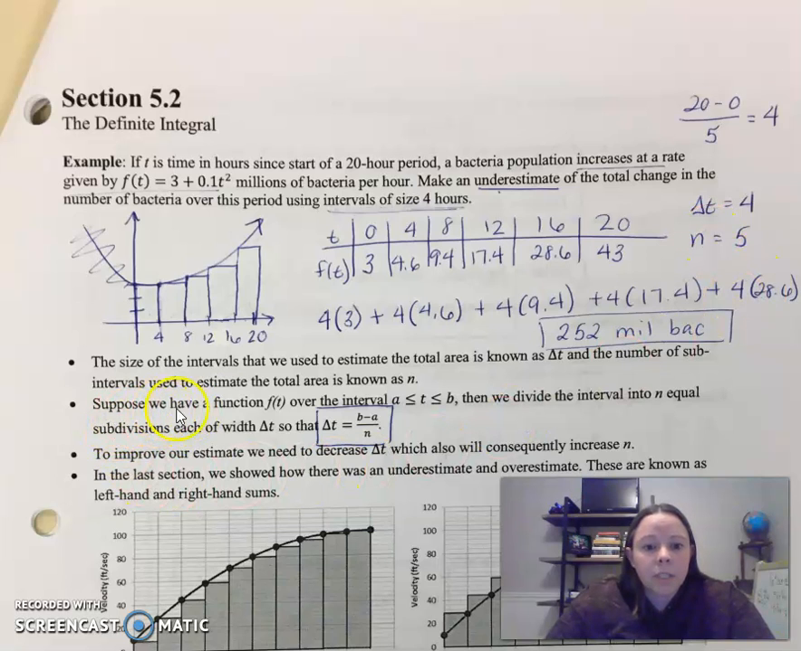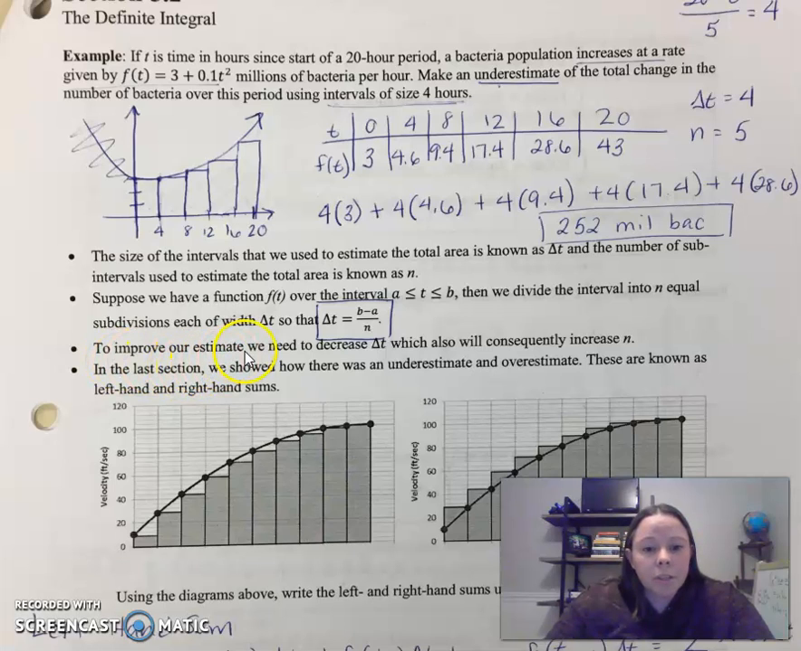Suppose we have a function f of t over the interval from a to b, then we divide the interval into n equal subdivisions, each with width change of t. So the change of t is b minus a over n. Now in this example, they told us the change of t. But had they instead said 5 rectangles, then here's the b minus a, so the upper bound minus lower. So 20 minus 0 over 5 spits out the change in t, or the base length of each rectangle, which is 4.